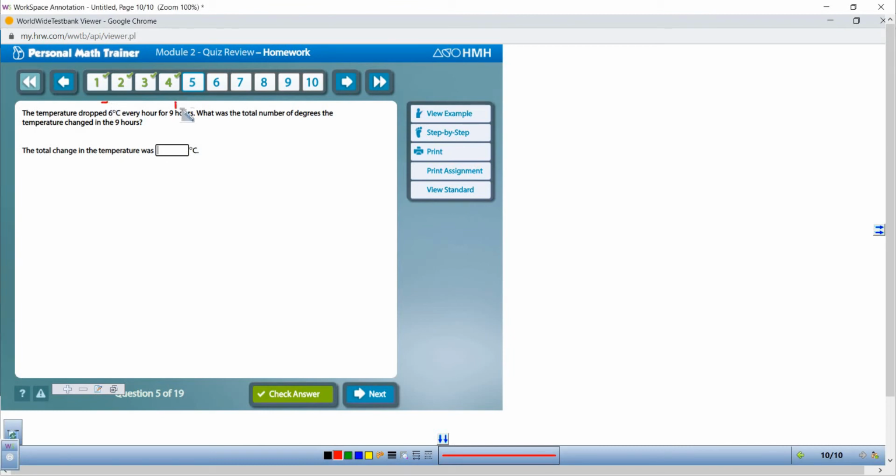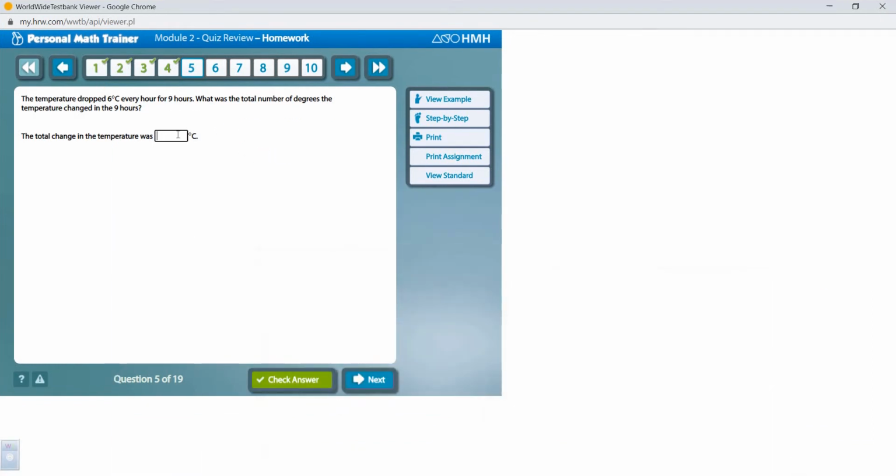For 9 hours. That's positive 9. So we do negative 6 times positive 9. A negative times a positive is a negative, and 6 times 9 is 54. So this one's going to be negative 54. I'm going to make sure I check my answer. I'm going to go to the next question. I got my green check mark. I'm good. So we just did some multiplication problems.